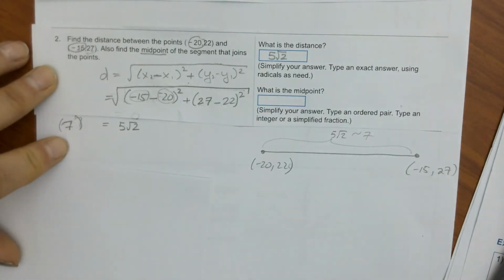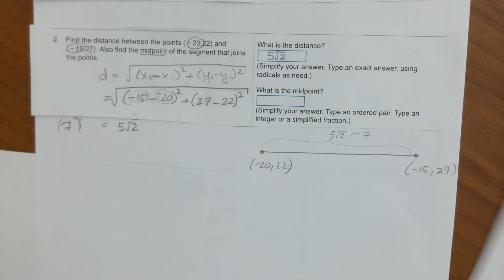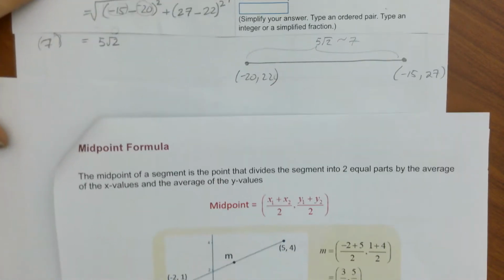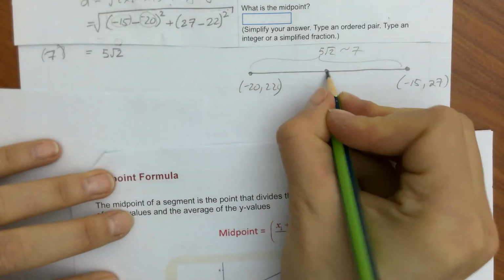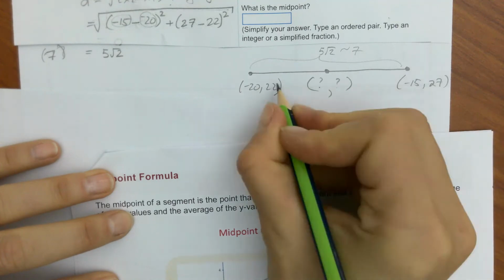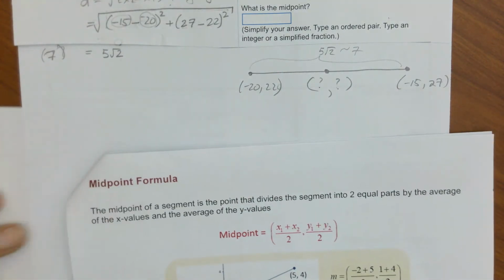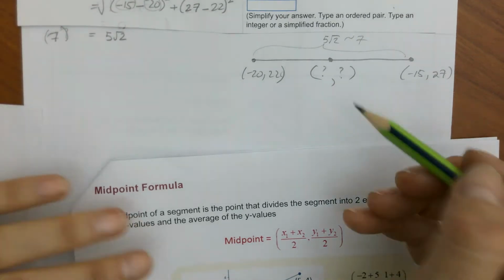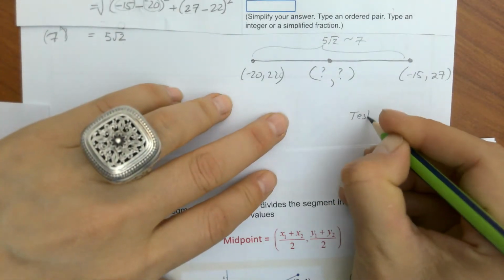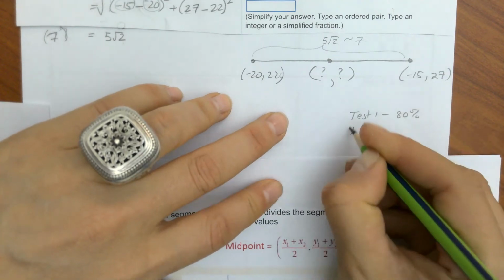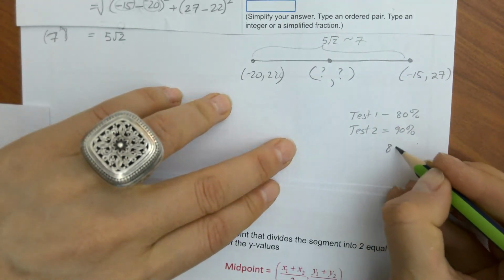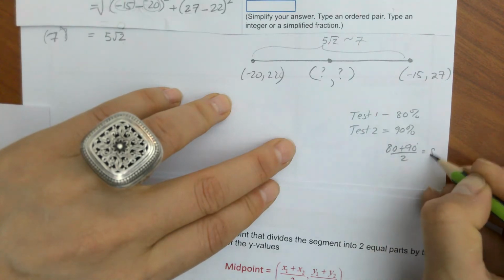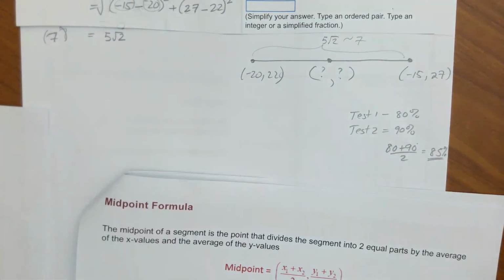Okay? Now it says we need to find the midpoint between these 2 points. So now, if we look in our books, let's move that up. Here's my midpoint formula. Now my midpoint is just what point is halfway between this point and this point. Okay? So remember, if you have 2 tests, say you have test 1 and you got 80% on it, test 2 you got 90% on it, and you wanted to find your average mark, you would go 80 plus 90 divided by 2, which is 85%. So your average mark is 85.